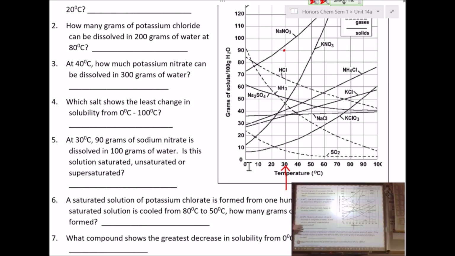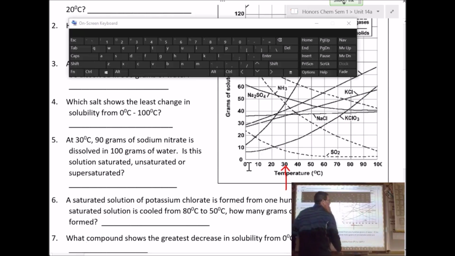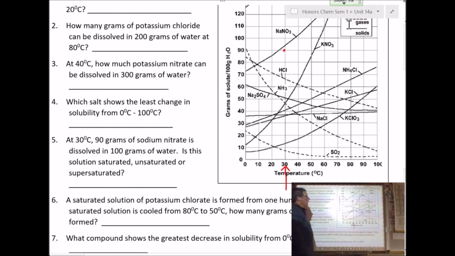So the question is this solution saturated, unsaturated, or supersaturated? So here's how you figure this out. The curve itself represents the upper limit for how much can be saturated at a particular temperature. So in this case, if I'm looking at potassium chlorate, this is the upper limit, or this represents the point where it's saturated. So anything below that would be considered what? Unsaturated. Good. So if it's on the line, it's considered saturated. Above the line, it would be supersaturated.